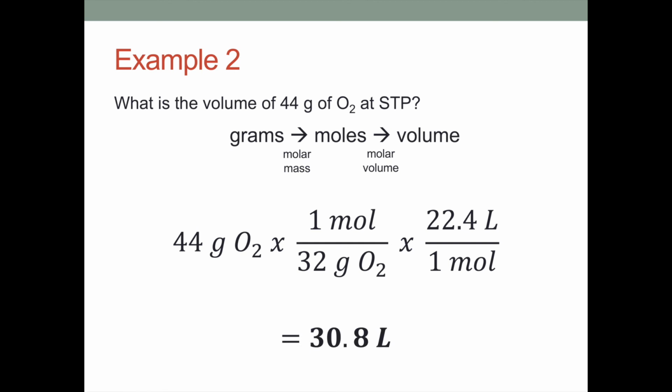So you might be wondering, what do I do if I'm not at STP? Well, if you're not at STP, you can do the stoichiometry as normal, and then you can use Charles' law, Boyle's law, or the combined gas law to go from STP to whatever conditions you are under. But that is all we are going to cover for now on gas stoichiometry.